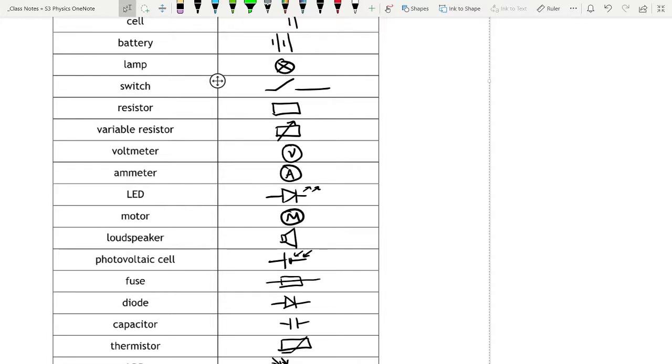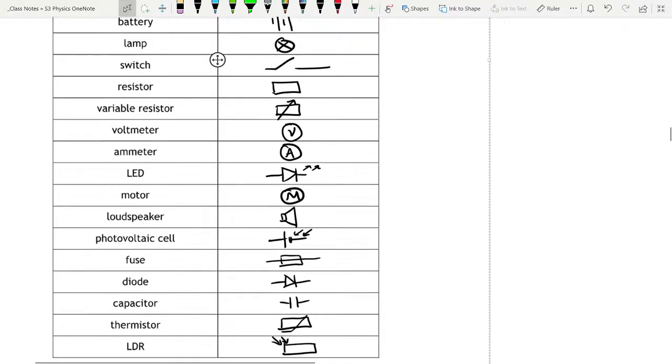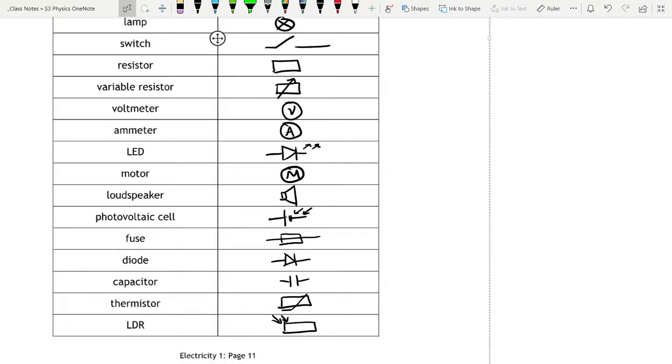So, sort of a triangle with a little rectangle bit at the end. A photovoltaic cell is a cell, so a long line, short line, with two arrows pointing towards it. You can have these bits, but you don't need to have these bits. You just like connections into the circuit. So it could just be a long line, short line with two arrows pointing towards it.